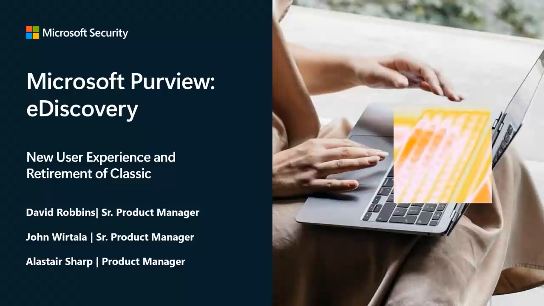My name's Alastair Sharp. I'm presenting today with John Wirtala and David Robbins. We're all part of the Customer Experience and Engineering team within the eDiscovery product group. And we're here to talk today about the new user experience for eDiscovery and the retirement of Classic.